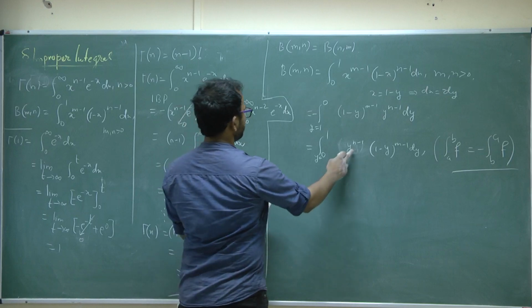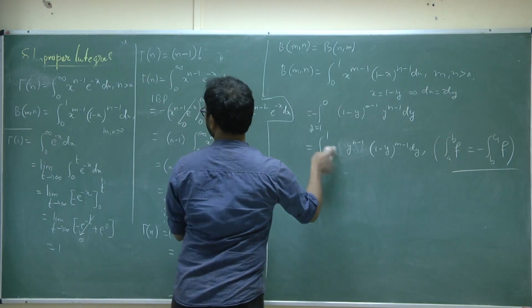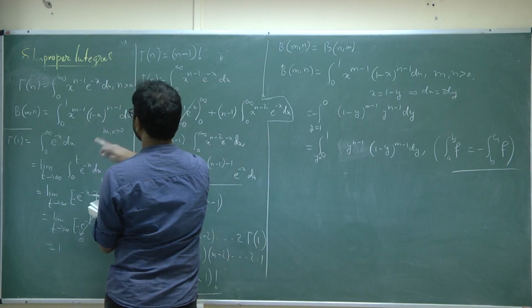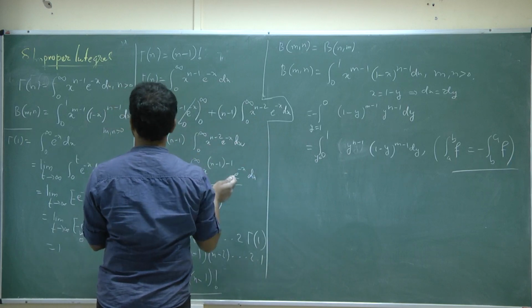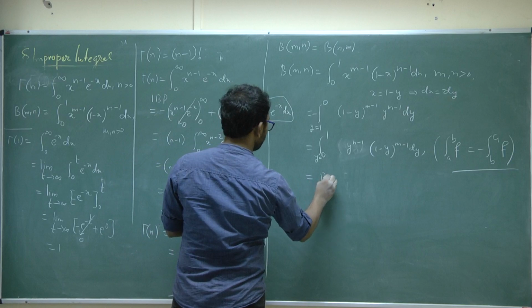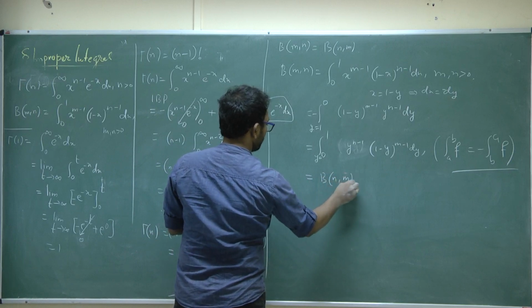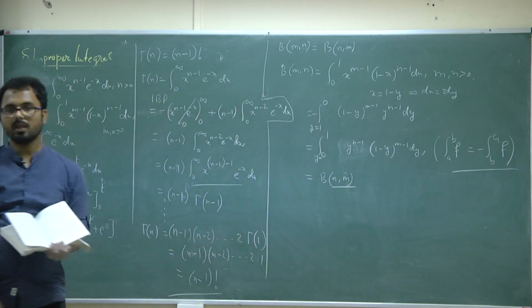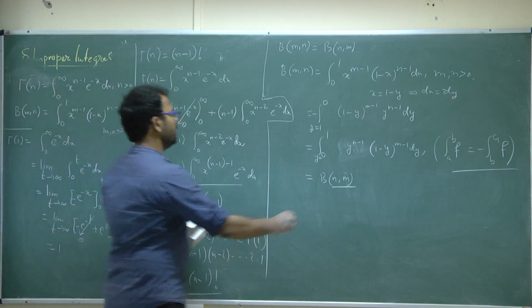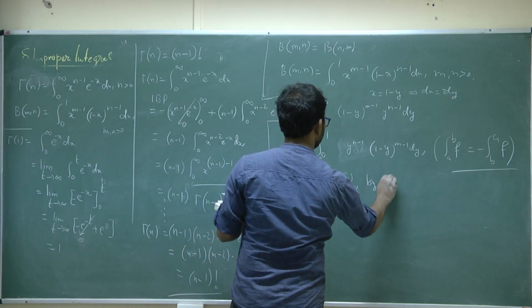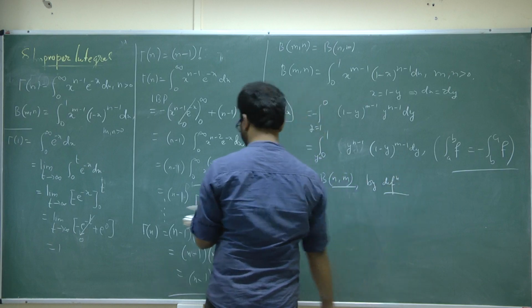Now you can compare: instead of x we have y, instead of n we have m, instead of m we have n. So this is nothing but your beta n comma m, by definition.